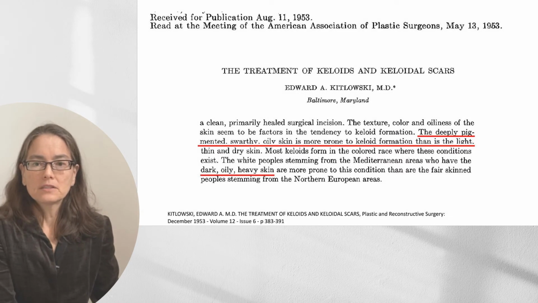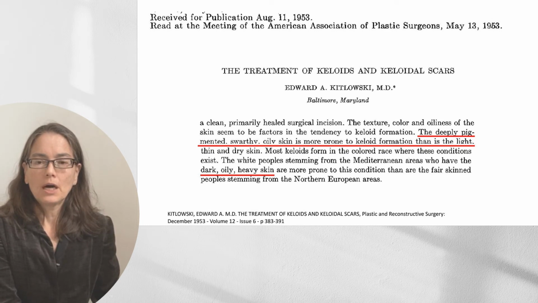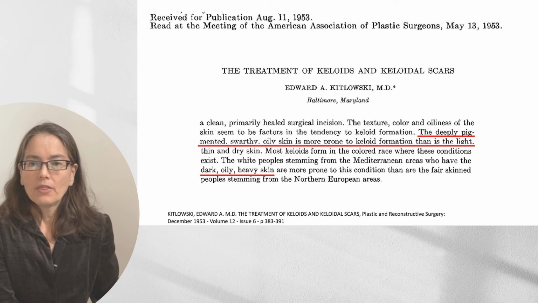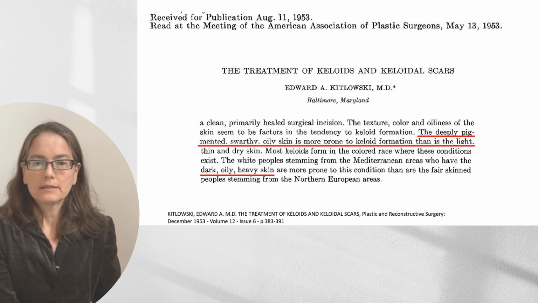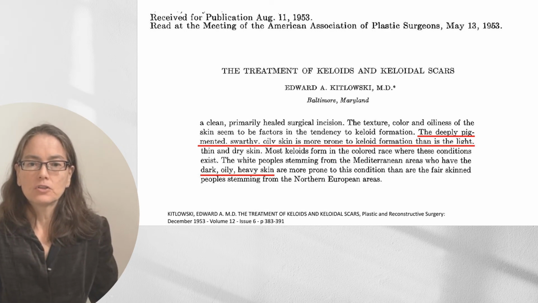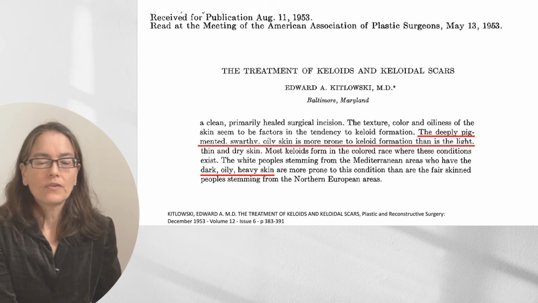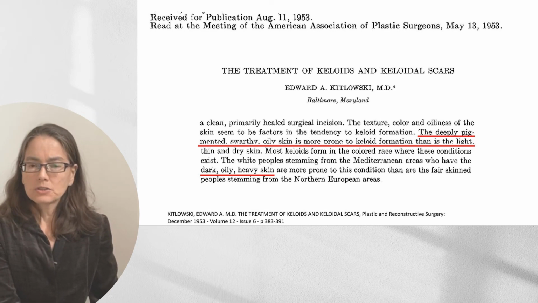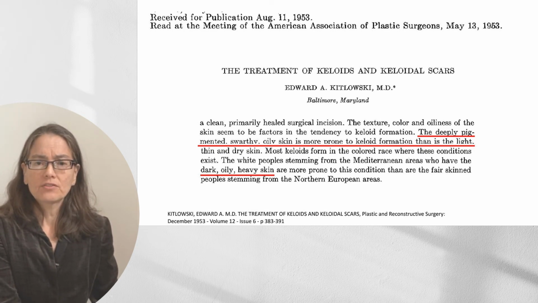So here we can see Ketlowski, who I referenced earlier. This is a 1953 paper where he refers to what is associated with keloids. The deeply pigmented, swarthy, oily skin is more prone to keloid formation than is the light, thin, and dry skin. And we have another reference here to the dark, oily, heavy skin than the fair-skinned peoples. So we have this association of darkness with something that's just really not particularly appealing.